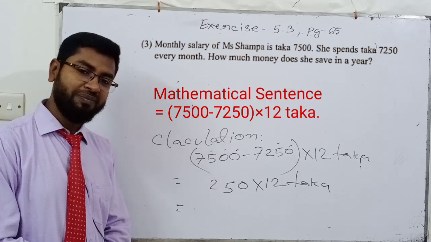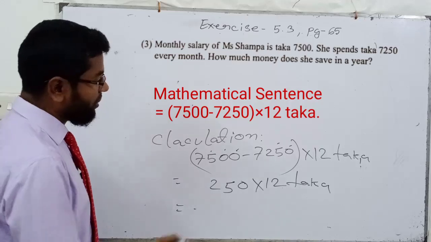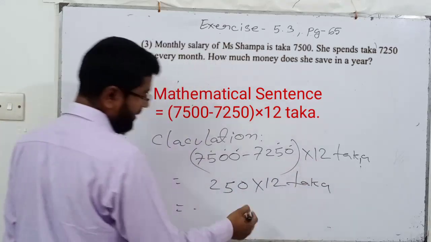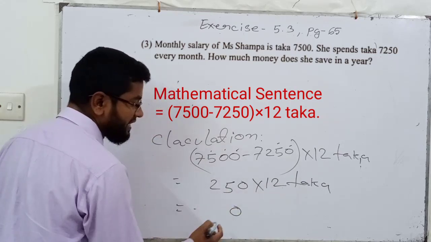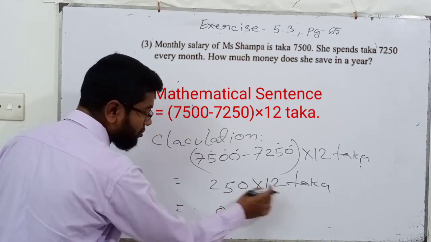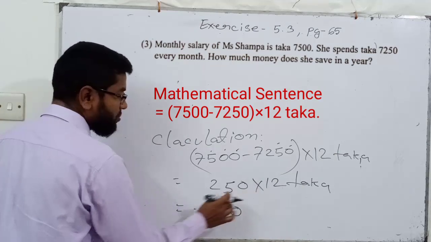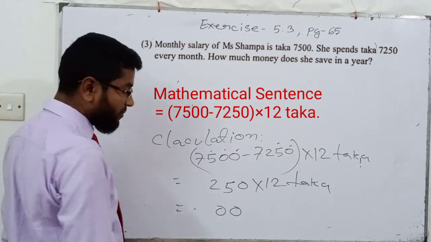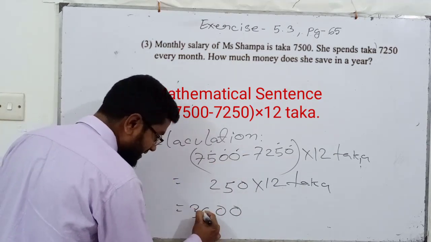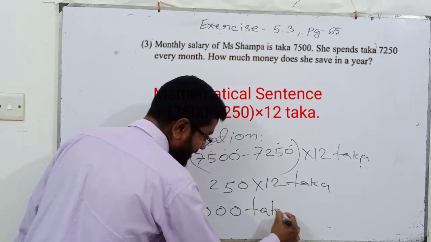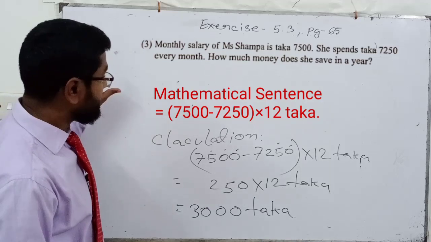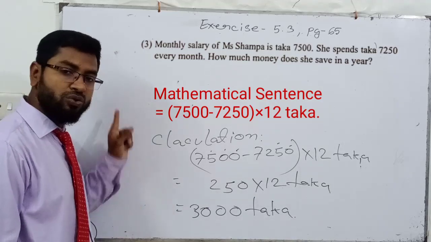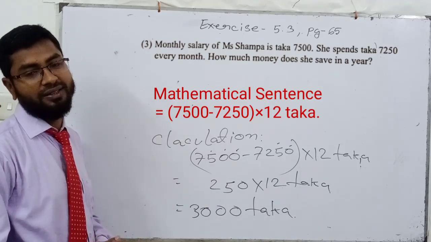Is there any problem? No. What will be here? Subtract it, multiply it. 12 zeros are 0, 12 5s are 60, 60 is 0, 6 is carrying, 12 2s are 24 and 6 is 30, so 3,000. So her saving is 3,000. So the answer is this line and this line. Both two lines are the answer.